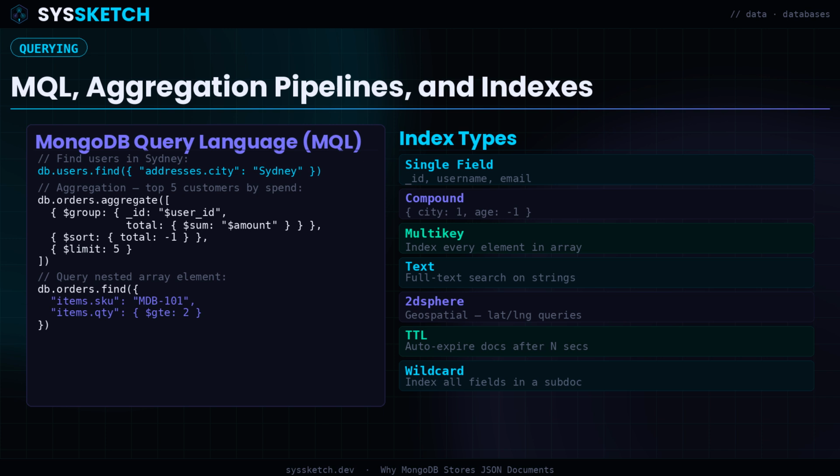Indexes work on any field, including nested fields and array elements. Single field indexes, compound indexes, multi-key indexes for arrays, full-text indexes, geospatial indexes, and TTL indexes that automatically expire documents after a set duration.